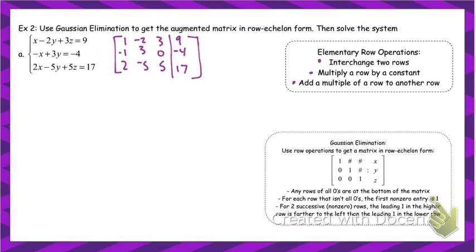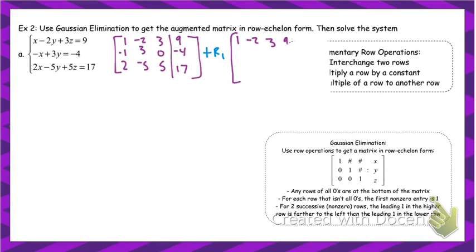So I'm going to start by taking the second row and adding the first row to it. So I'm going to keep the first row the same. So my first row is not changing. And then I'm going to add the first row to the second row.